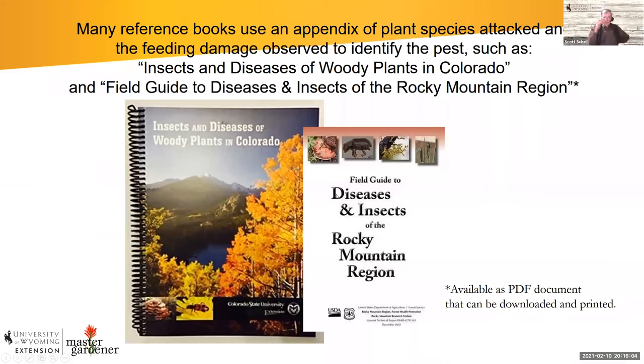So there's some really good books out there. One of the best, The Insects and Diseases of Woody Plants in Colorado. This is a redo of an older one, which was Insects and Diseases of Woody Plants in the Central Rockies. But Whitney and his compatriots, they updated it a few years ago. I think it's about $40 shipped from the CSU bulletin room. This field guide to diseases and insects of the Rocky Mountain is also an excellent guide. It is out of print now, but it's available as a PDF document and can be downloaded and printed yourself. And both of these books have plant pest guides and are really a great reference book to have. If you don't have it, you can probably also maybe find them used.